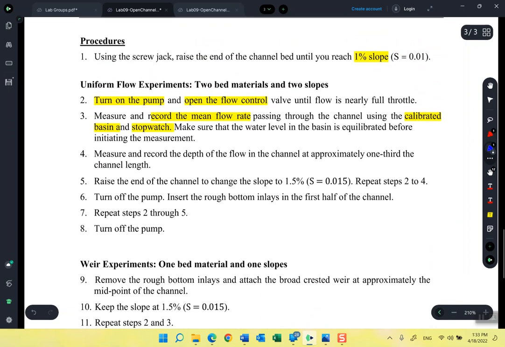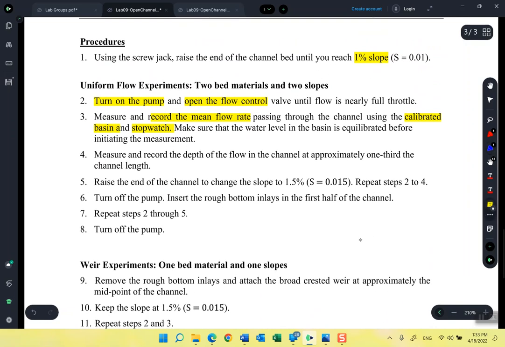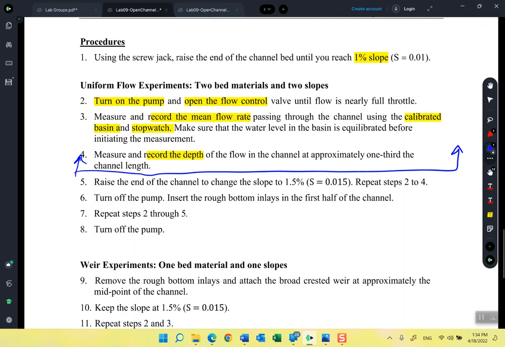Okay, so this is the third step. We are going to record the mean flow rate, and of course we will have to record the water depth because this is a very important variable within our calculations. And up to this point, you have finished the first trial in the first experiment. So as I said, we will do 4 trials. This is one of them.